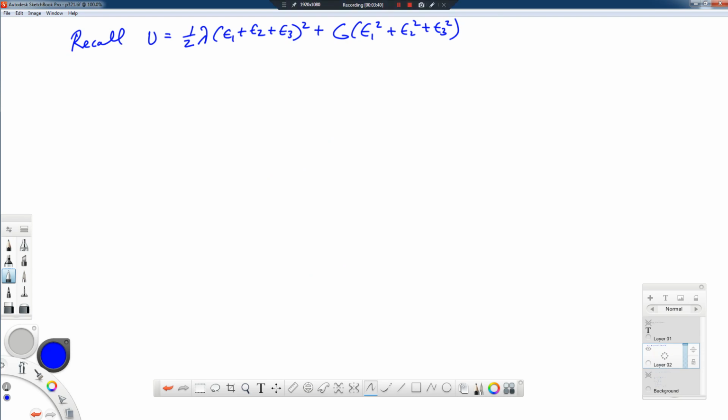Alright, so in the recently preceding lectures, we talked a lot about our strain energy density function U, and one of the ways that we expressed it was in terms of principal strains for isotropic materials. Okay, so these are principal strains. And we have an isotropic material. And the lambda and the g are the Lamé coefficients.